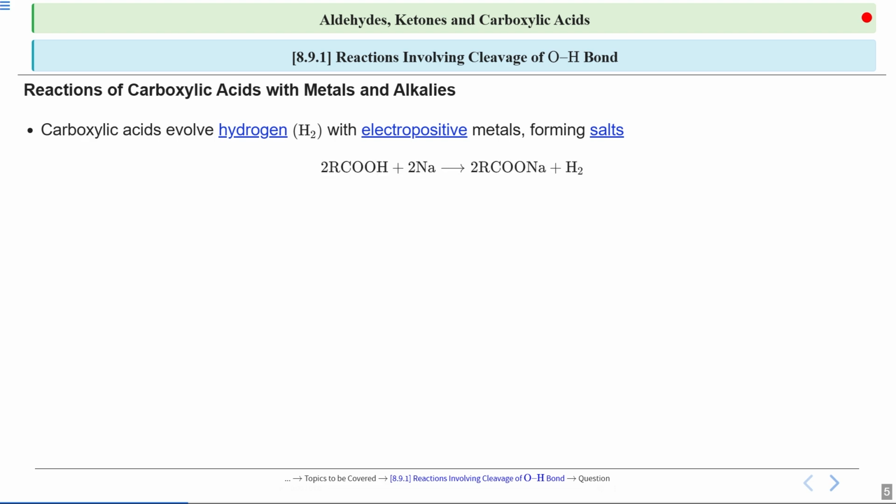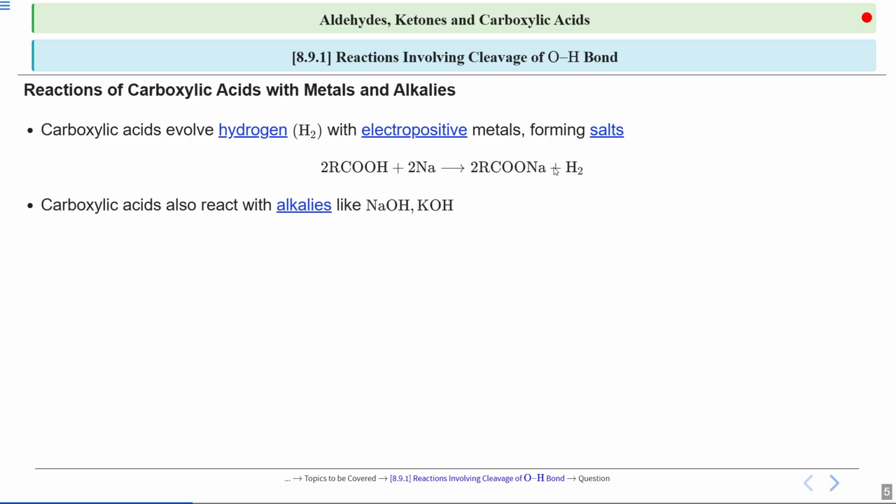So if we look at this chemical equation, this is showing the reaction of carboxylic acid with sodium metal. If you see the reactants, there are 2 molecules of carboxylic acid and 2 sodium atoms, which produce 2 molecules of salt, which is sodium carboxylate salt, and hydrogen gas. So this is a typical acid-metal reaction.